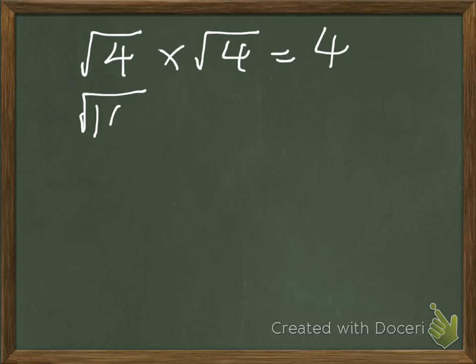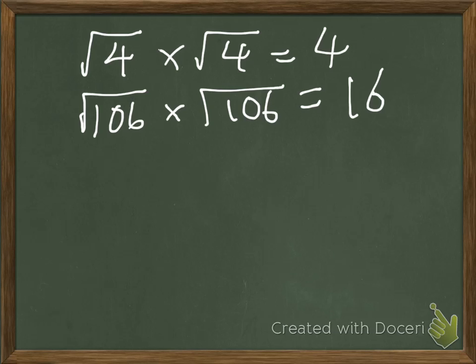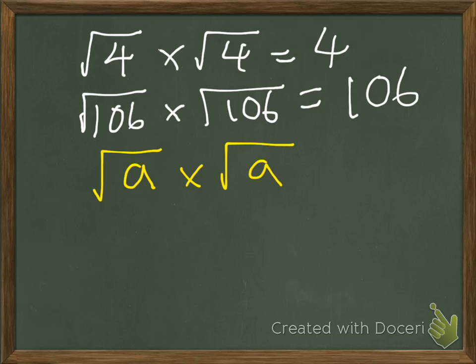Now, from this, we gain an important insight into surds, and that is the square root of any number. 106. I don't know what the square root of 106 is, but the square root of 106 times the square root of 106 equals 106. The square root of any number times itself equals the number itself. And that leads us to a really important idea that we will use all the way through surds.